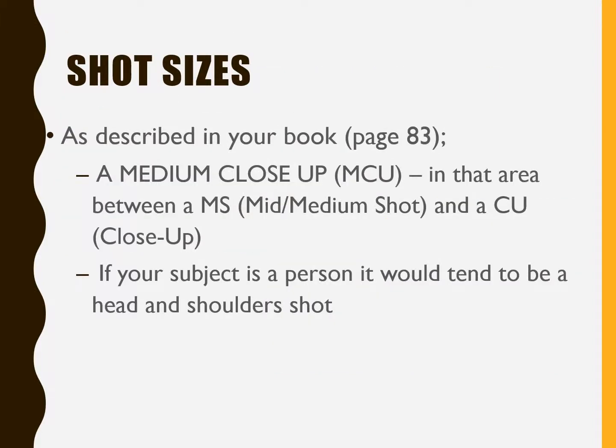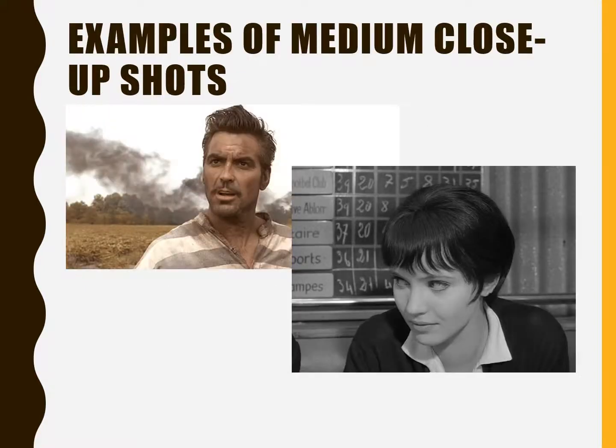So going closer in, we're going to go into what we call a medium close-up. It's that area right between a medium shot and a close-up. So if your subject is a person, it would tend to be a head and shoulders shot, like that. We're going to call that a medium close-up. Two examples here, again getting closer to the subject's face.